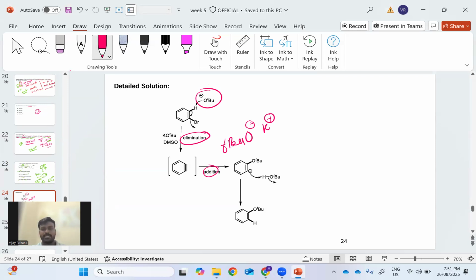And if someone may ask the question, which type of intermediate is involved in this one? So the benzyne intermediate is involved. So these are some of the questions that I have taken for today's lecture. So does anyone have any doubts in this question?